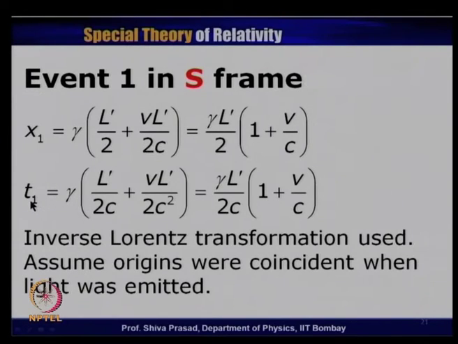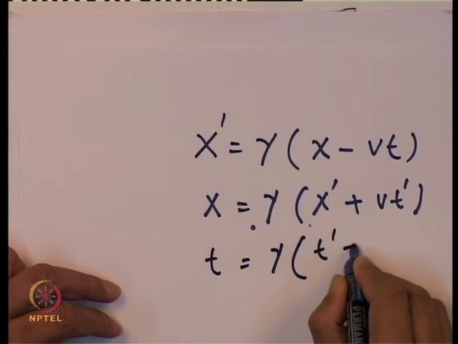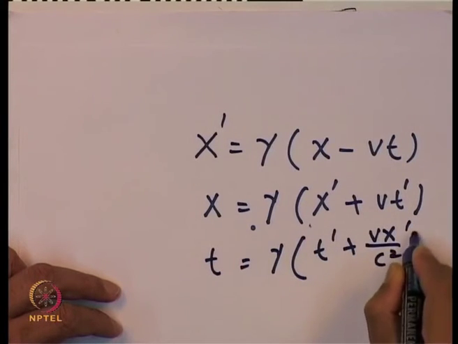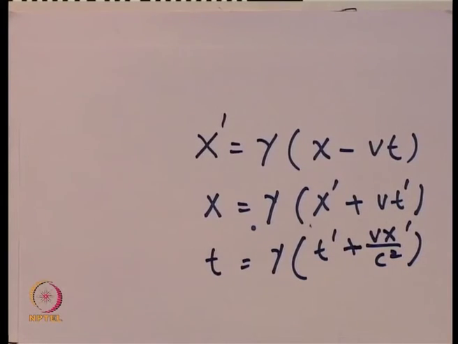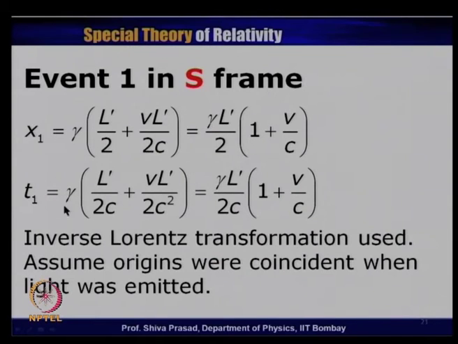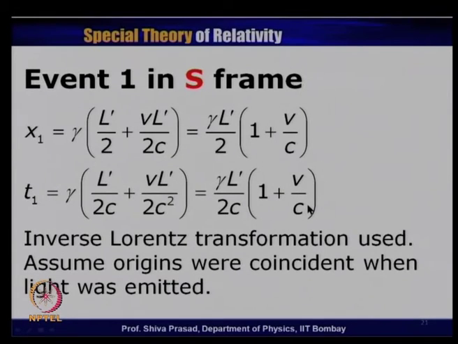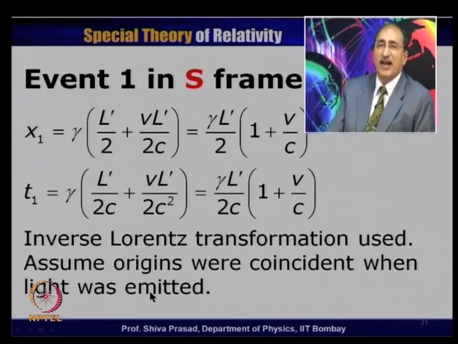Now, similarly, we write the inverse transformation for time. It will be given by t is equal to gamma times (t prime plus V x prime by c square). Going back to the transparency, T1 is equal to gamma times (L prime by 2c, this was the time, plus, because this is the inverse transformation, V, the relative speed between the frames, times x, which is L prime by 2, divided by c square). I take gamma L prime by 2c out of this bracket, and this becomes (1 plus V by c). Of course, we have assumed that the origins are coincident when the light was emitted. So, at that instant, the observer standing on the ground was also at the origin and was just passing by.